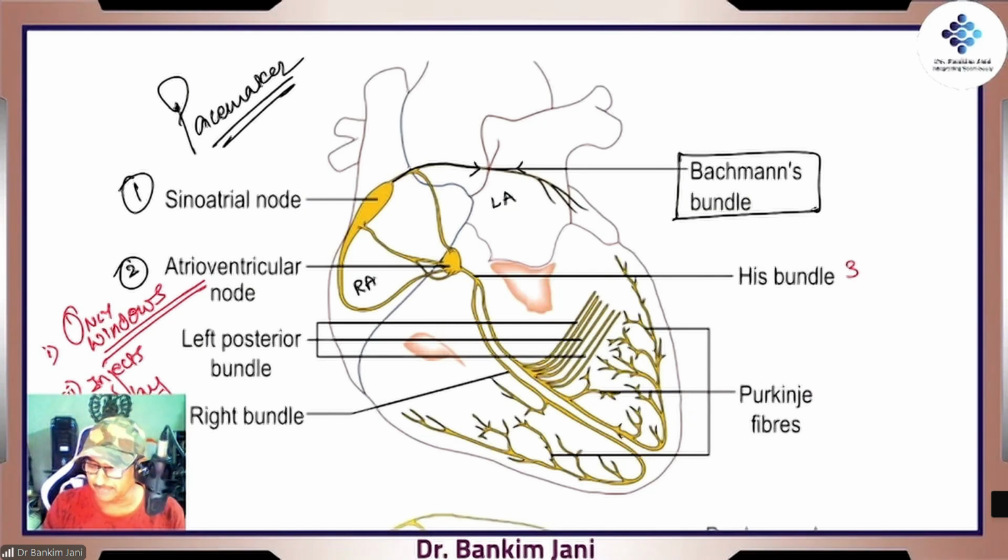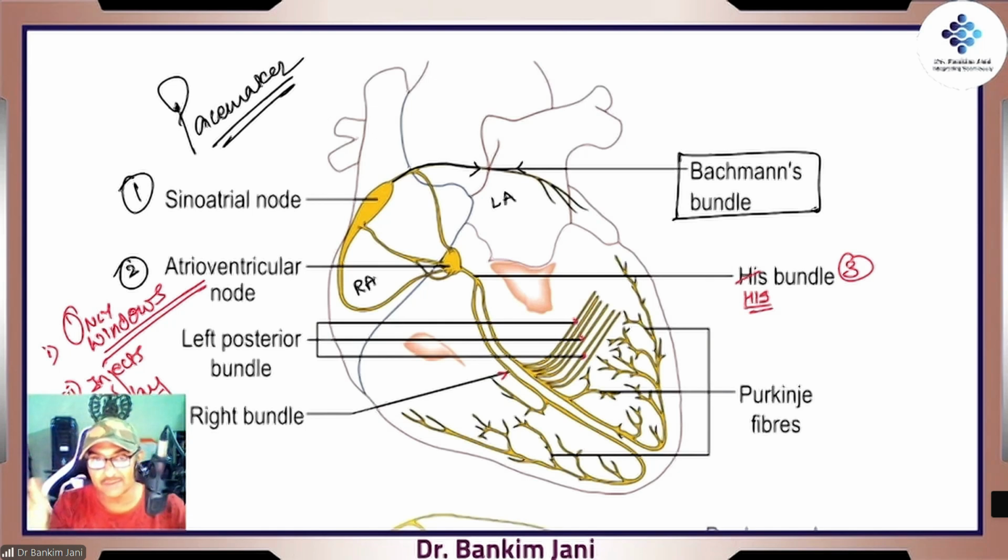The third one coming up is the bundle of His, or the His bundle. Ideally it should be written like H-I-S, bundle of His. That bundle of His goes down and then starts dividing. There is a right bundle and a left bundle. Here is the right bundle, this one, and then there is a left bundle. And in the left also, there is the left posterior bundle, which will be supplying all the way.